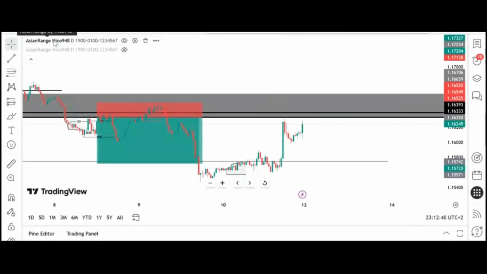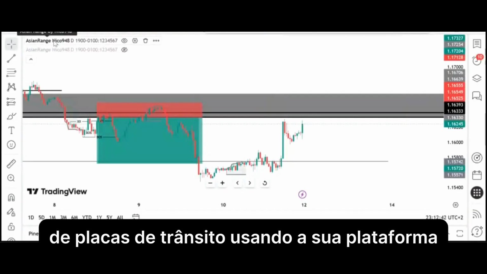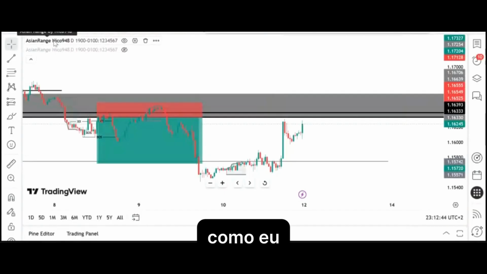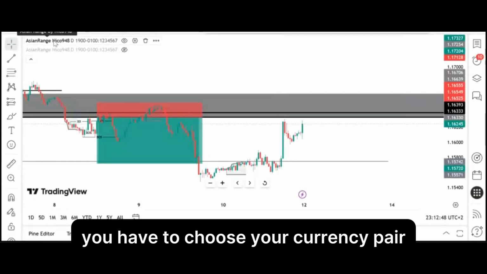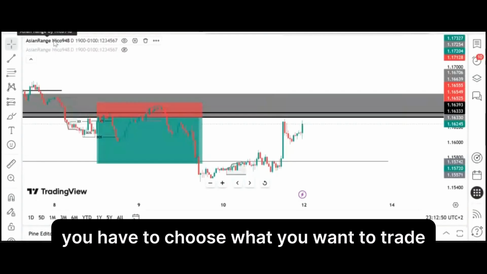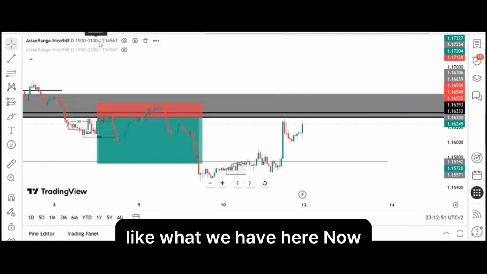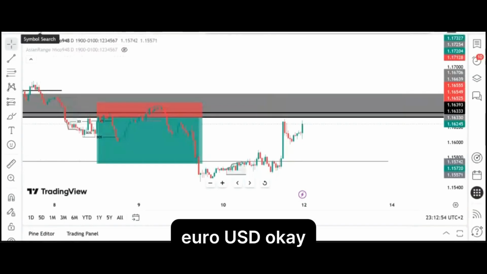And also, by placing a trade using their platform, like I said, you have to choose a currency pair before placing a trade. You have to choose what you want to trade, like what we have here now, Euro USD.